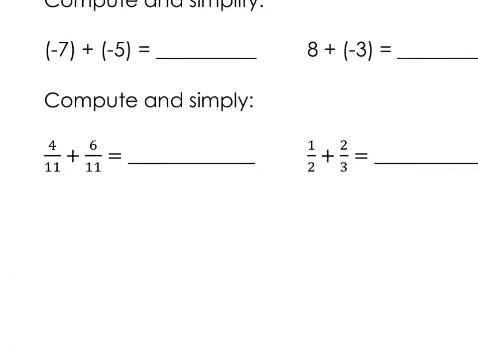-7 plus -5. They have the same sign, so you just want to add 7 and 5. That gives you 12. And since they're both negative, your answer is negative. I think of adding signed numbers sometimes as money. If you owe 7 and then you owe 5 more, now you owe 12. Your negative plus negative equals a negative.